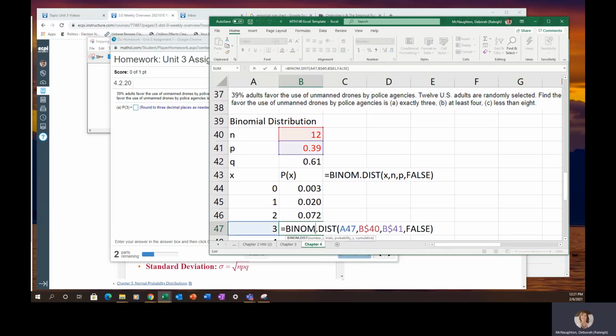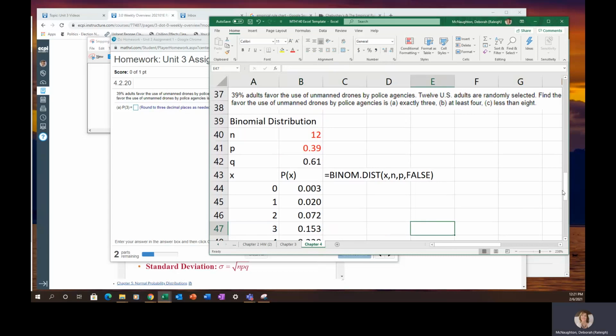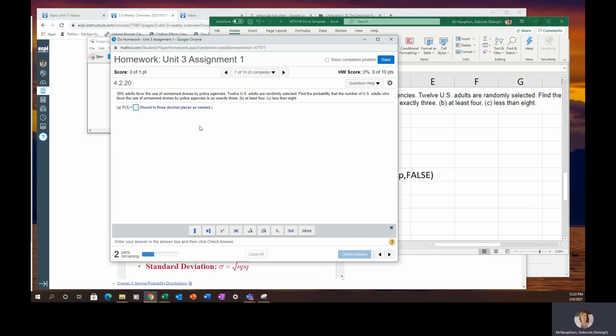I'm just going to pick one to show you that this is working. Binom.DIST, X, N, P, false. Okay, so now it asks me P3, that's this one. This is the probability that I get exactly 3 successes, right here, and they want it to 3 decimal places, so it's 0.153.